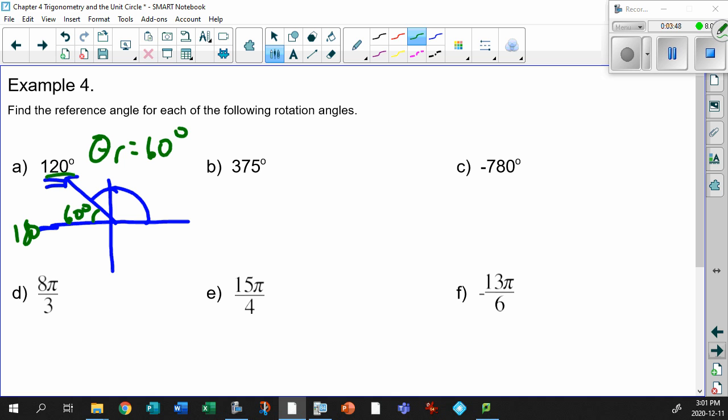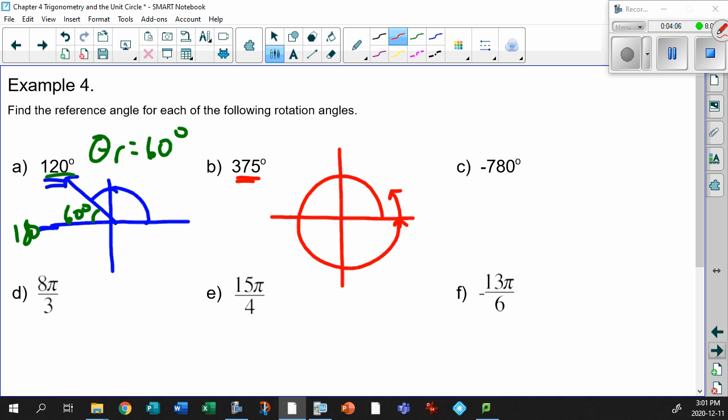Okay, let's take a look at this one now. Look at 375. Again, you have to be smart. Going all the way around is 360, isn't it? All right, so keep on going. How much do I have left? If you think about it, subtract this 360 from this, you're left with 15 degrees. That's not only your principal angle, the smallest positive angle, but that also is your reference angle. So theta reference is 15 degrees.